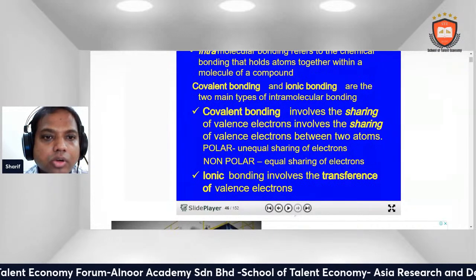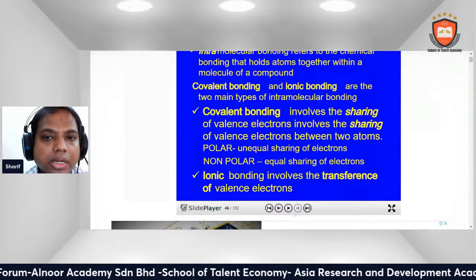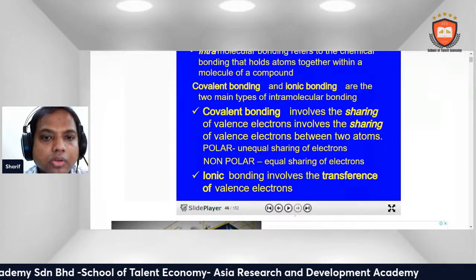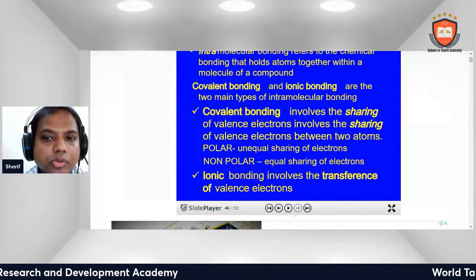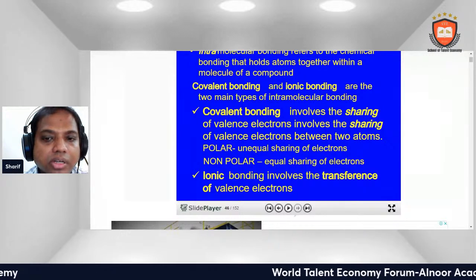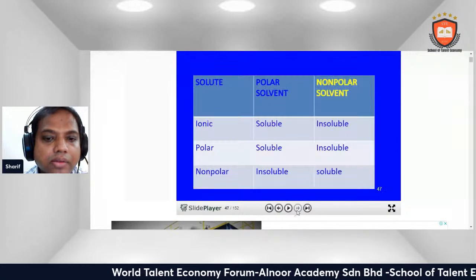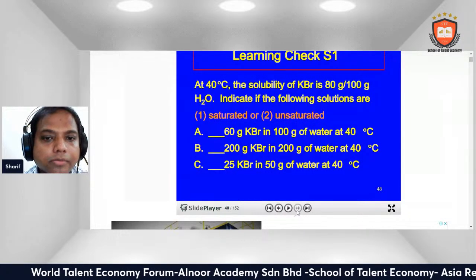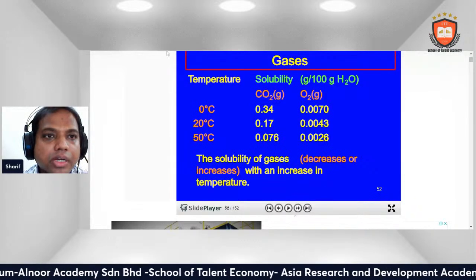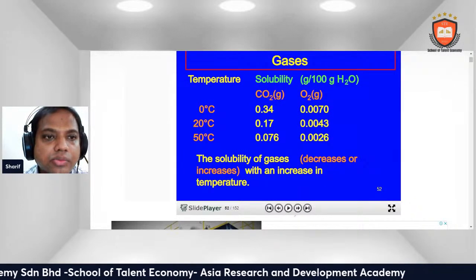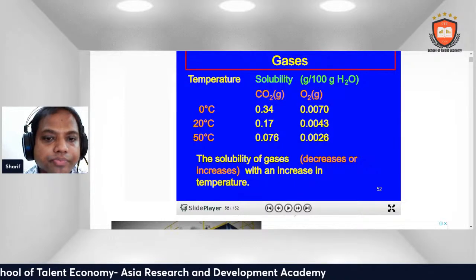Covalent bonds and ionic bonds are the two main types of intramolecular bonds. Covalent bonding involves the sharing of valence electrons between two atoms. Polar: unequal sharing of electrons. Nonpolar: equal sharing of electrons. Ionic bonding involves the transfer of valence electrons. These are the many important aspects of water, and we can learn these water topics in an effective way.